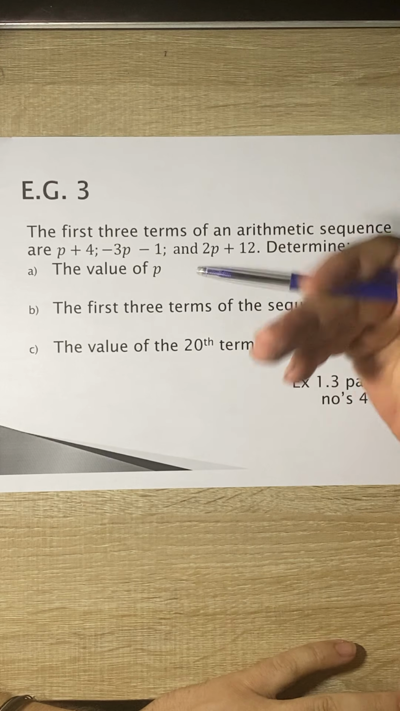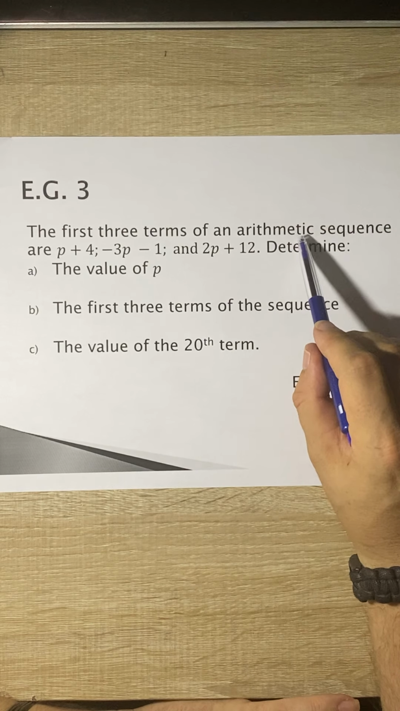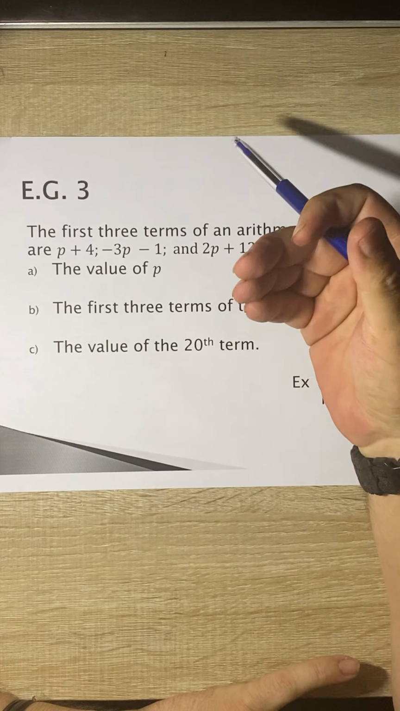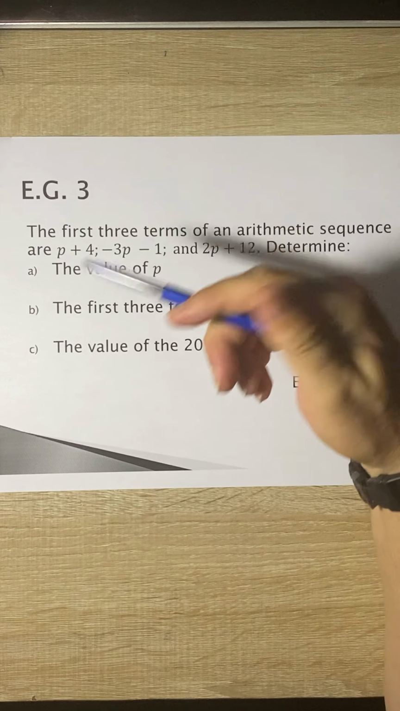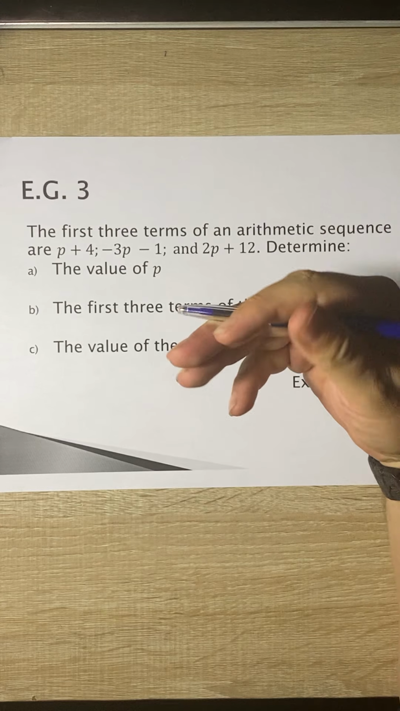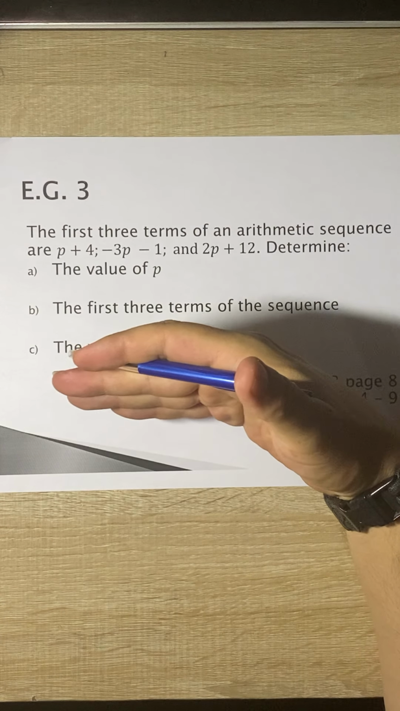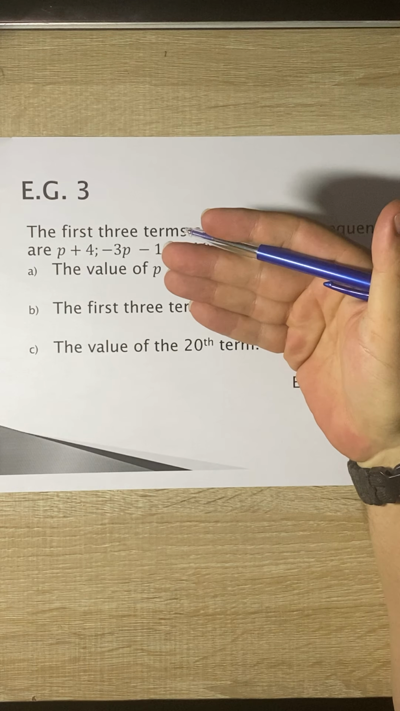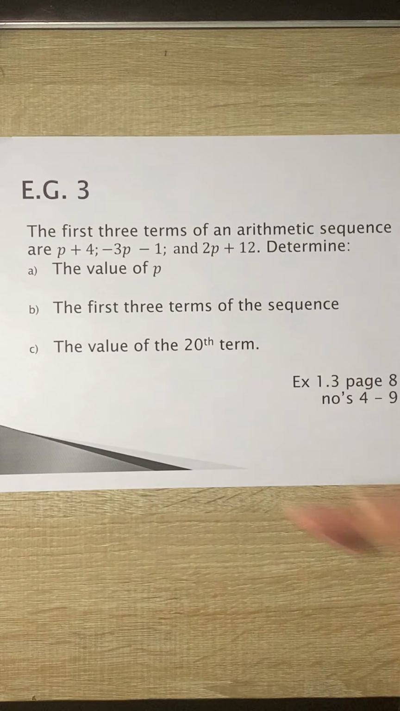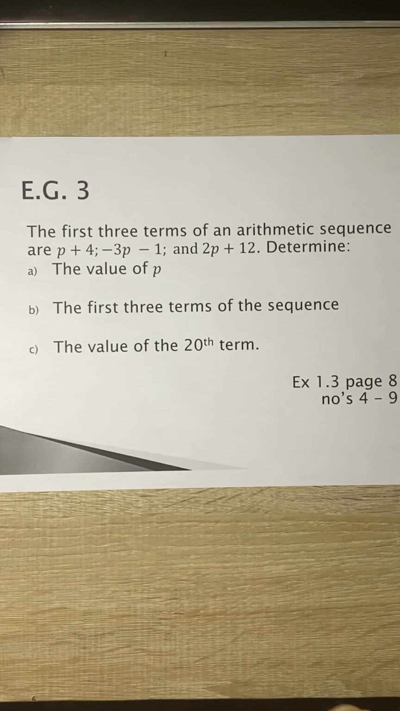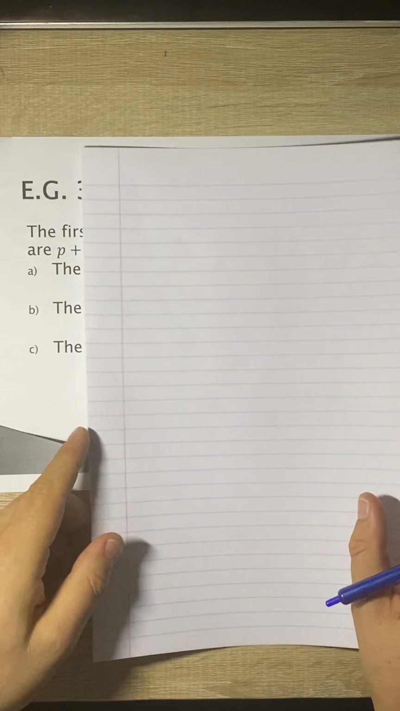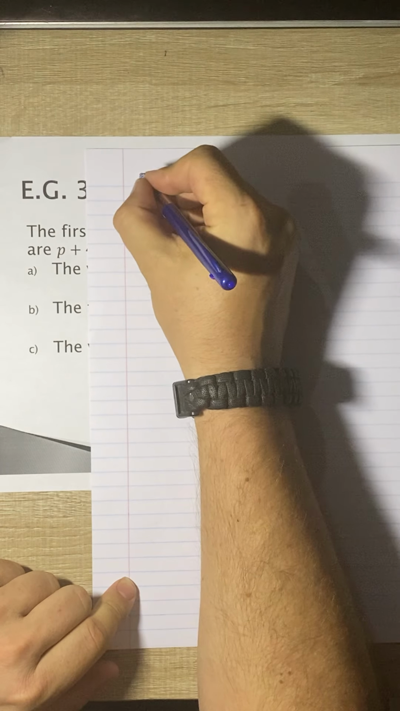Now just remember, because it's arithmetic, they told us that, we know that it has a constant difference or a common difference. Okay, and I showed you guys the other day how we work this out. It's t2 minus t1, which will be exactly the same as t3 minus t2, which will be exactly the same as t4 minus t3, and so on. And I'm going to use that fact to find out what p is. Okay, so example 3.